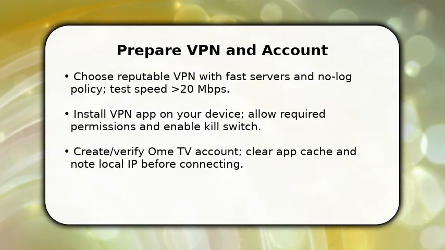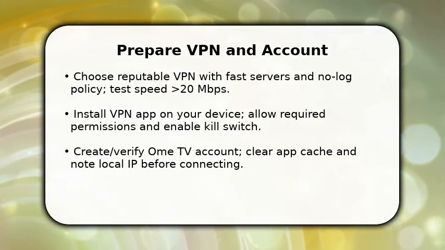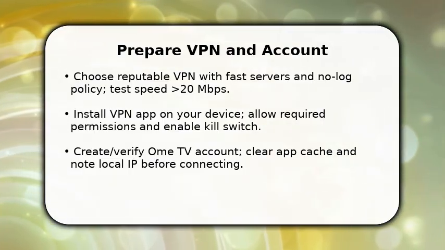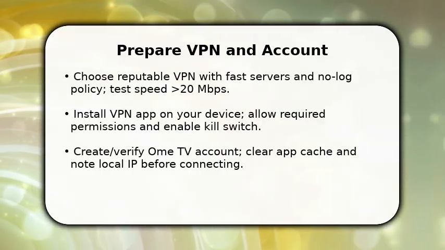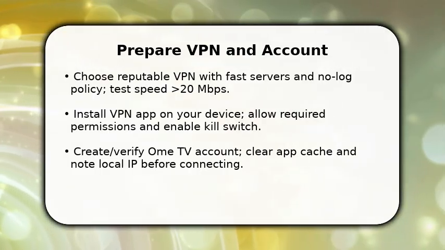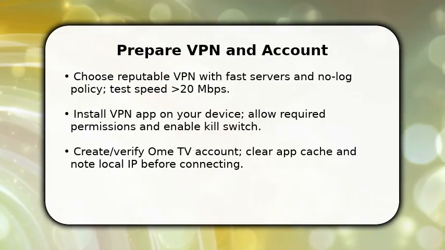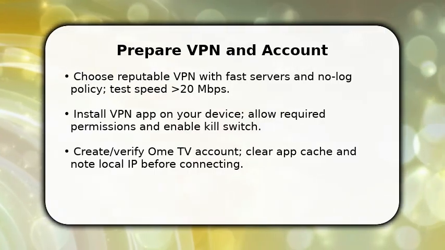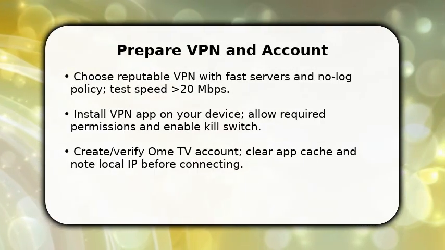You start by picking a reliable VPN. Speed matters here. You want minimal lag on Ome Tv. Once chosen, install the app and enable the kill switch so your IP never leaks. Make sure you sign into Ome Tv and clear the app cache. This prevents old location data from interfering.